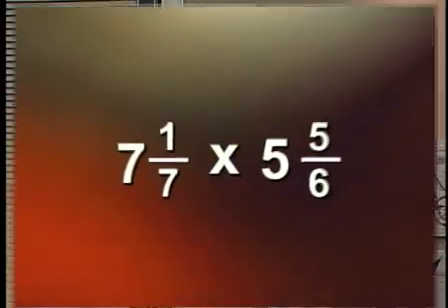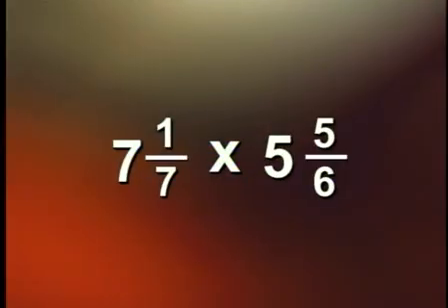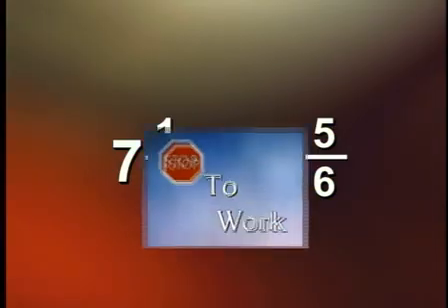Okay, let's take a look at a problem. This is a problem I'd like you to do. If you need to, go back to the visual that showed the steps. If you haven't written them down, write them down and then work this problem. The problem is 7 1/7 times 5 5/6. Go ahead and work that problem. Stop the tape, and when you're finished, come on back and we'll work it together.